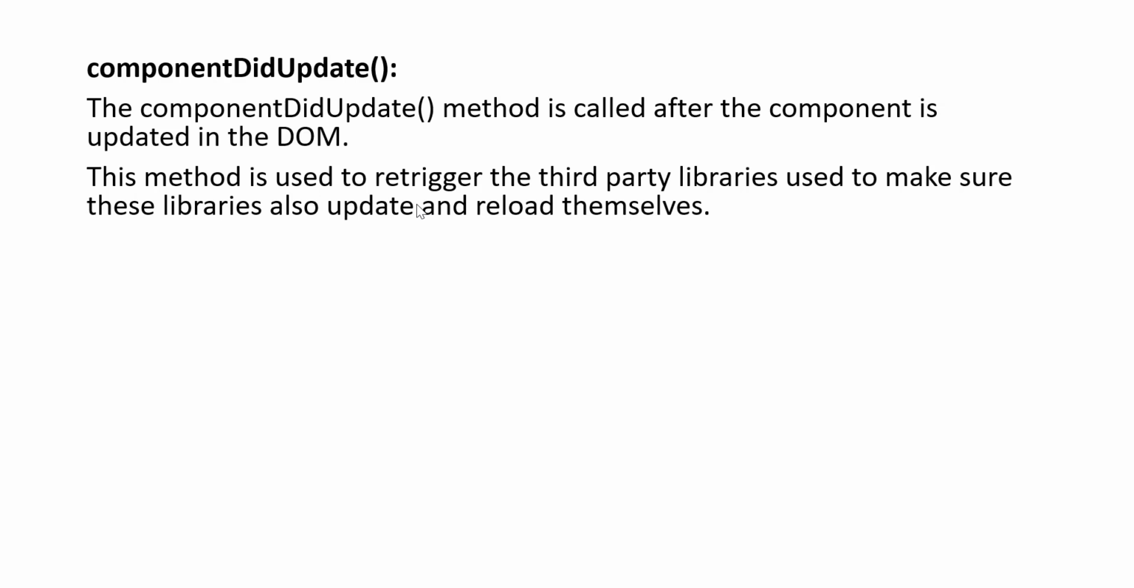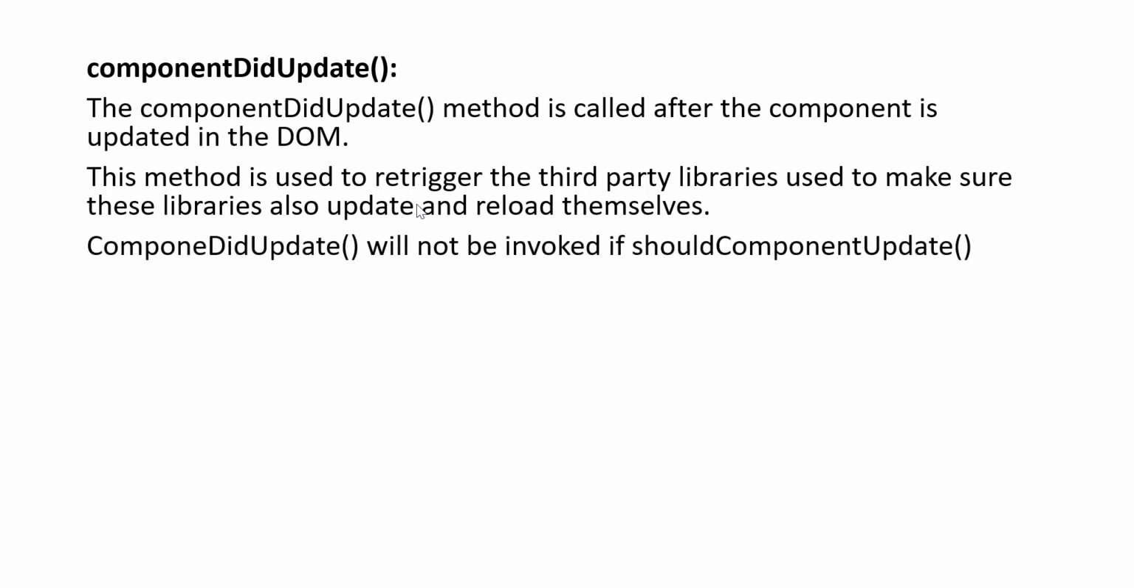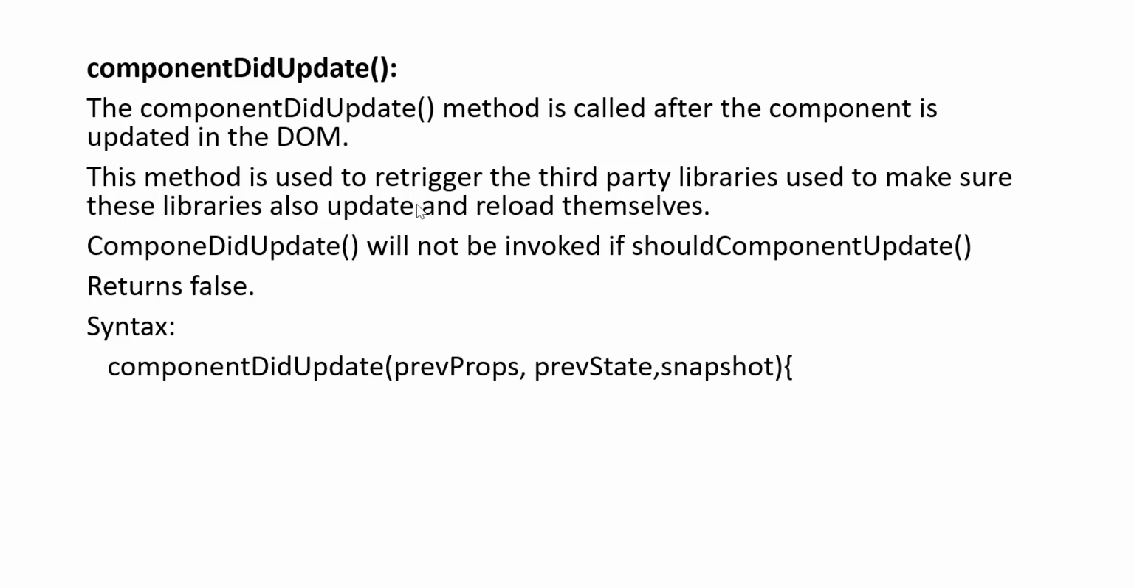This method is used to re-trigger third party libraries, to make sure these libraries also update and reload themselves. For this purpose we use componentDidUpdate. It will not be invoked if shouldComponentUpdate returns false. The syntax of componentDidUpdate contains three arguments, that is prevProps, prevState and snapshot. This is the syntax. Let's jump to the practical section.